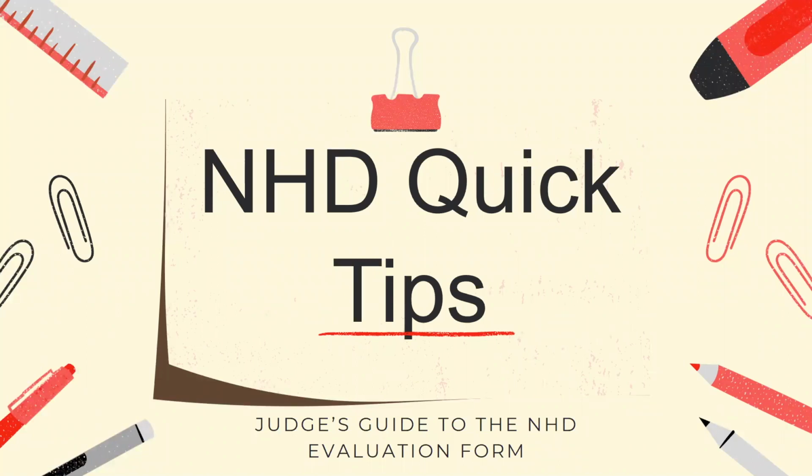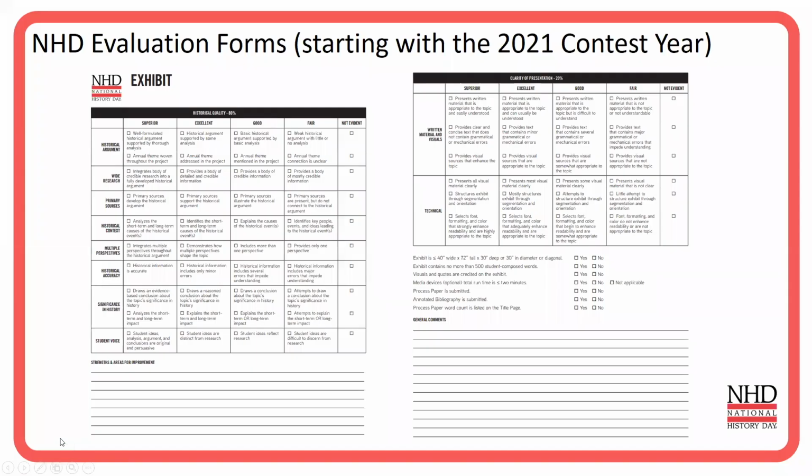In this episode, we're going to focus on a judge's guide to the NHD evaluation form. It's important that all of our judges know that the NHD evaluation forms were reformatted starting with the 2021 contest year. The purpose of the reformat is to help students get feedback on all of the 10 criteria. While the evaluation forms vary slightly from category to category, all of the evaluation forms carry the weight that historical quality is worth 80% and clarity of presentation is worth 20%.